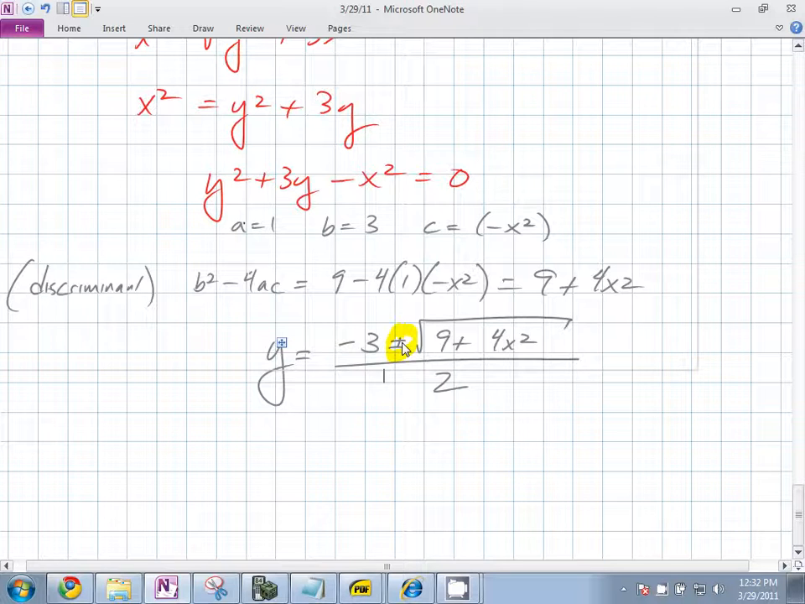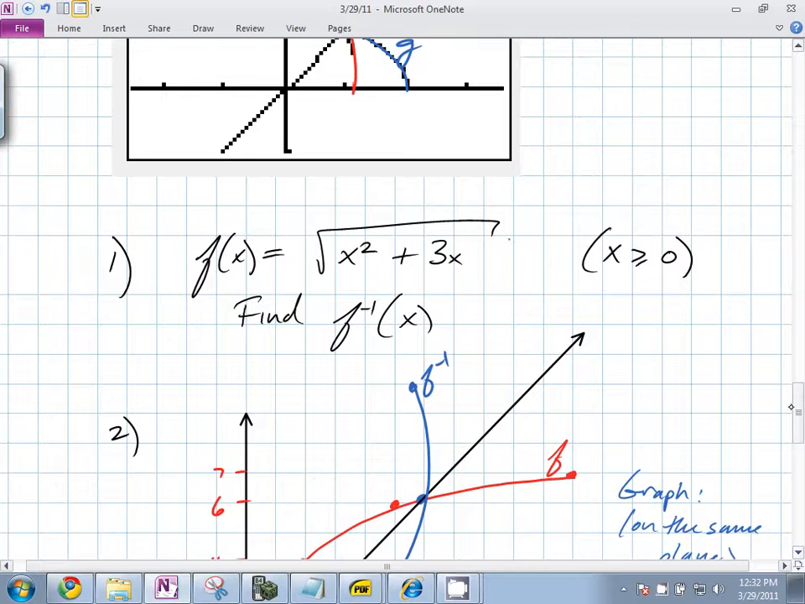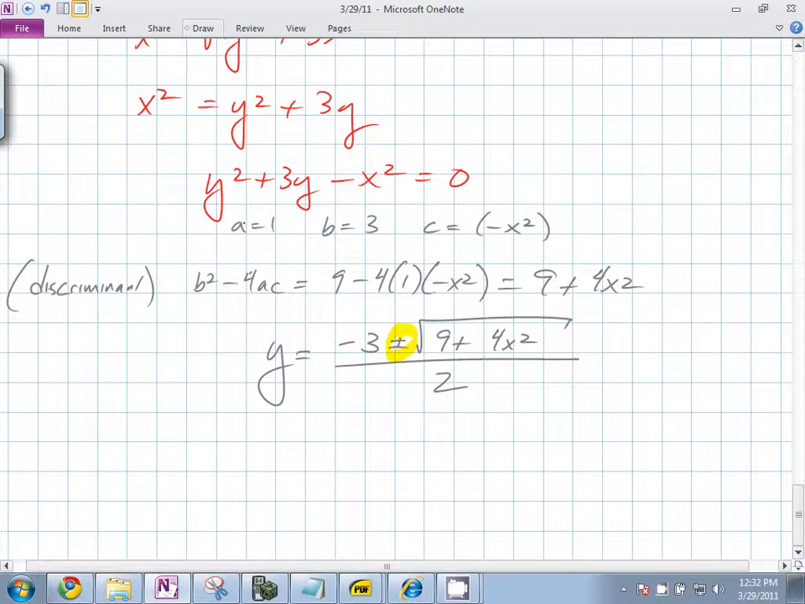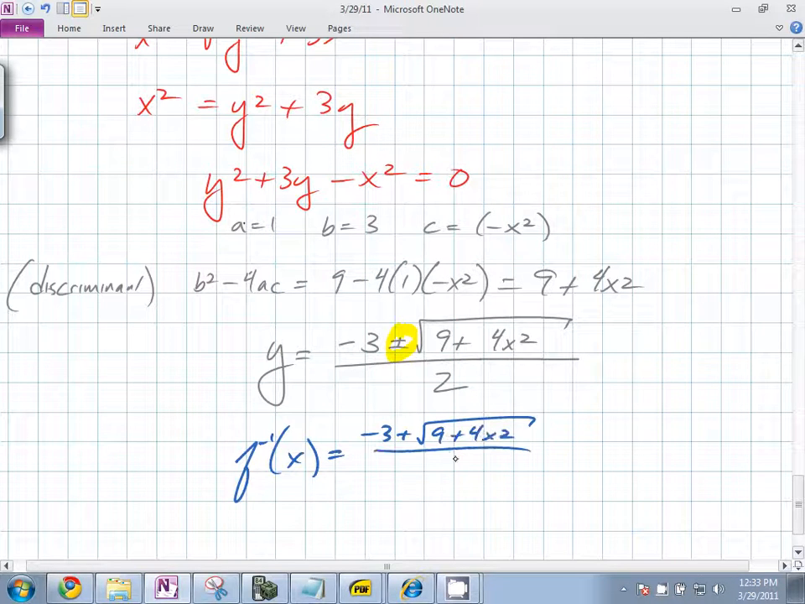So if we have negative 3 minus a positive number, what's it always going to be? Well, yes, it's always going to be negative, right? So which one are we going to choose? The positive one. We're going to choose the positive one, mainly because the original function is always going to be positive. So our inverse is going to be negative 3 plus the square root of 9 plus 4x squared all over 2.